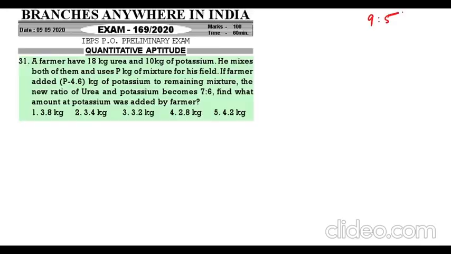If the farmer added p minus 4.6 kg of potassium to the remaining mixture, the new ratio of urea and potassium will become 7 is to 6. Find what amount of potassium was added by the farmer.